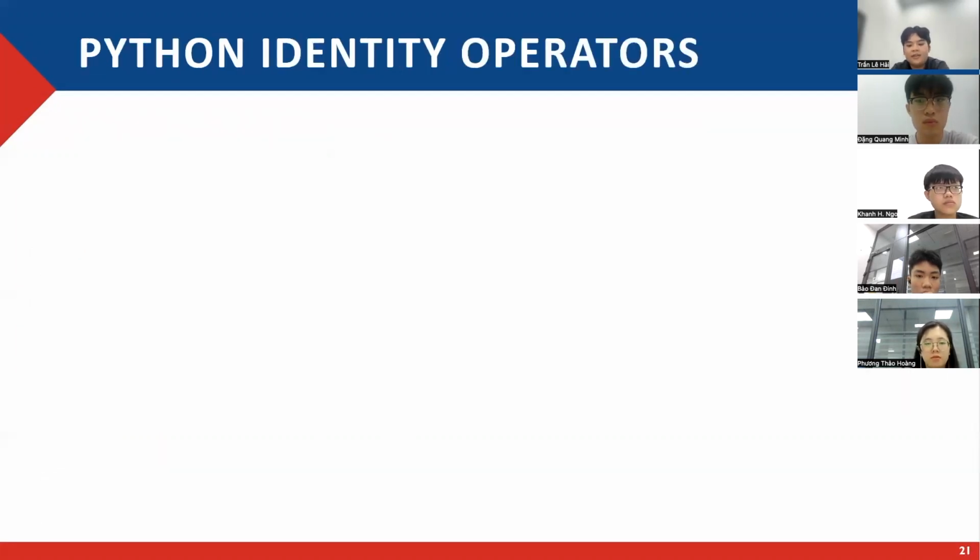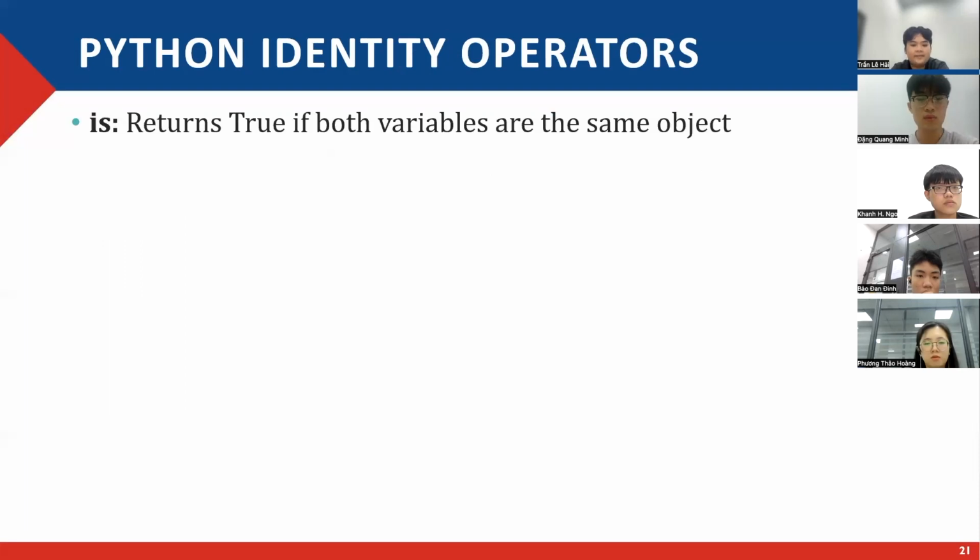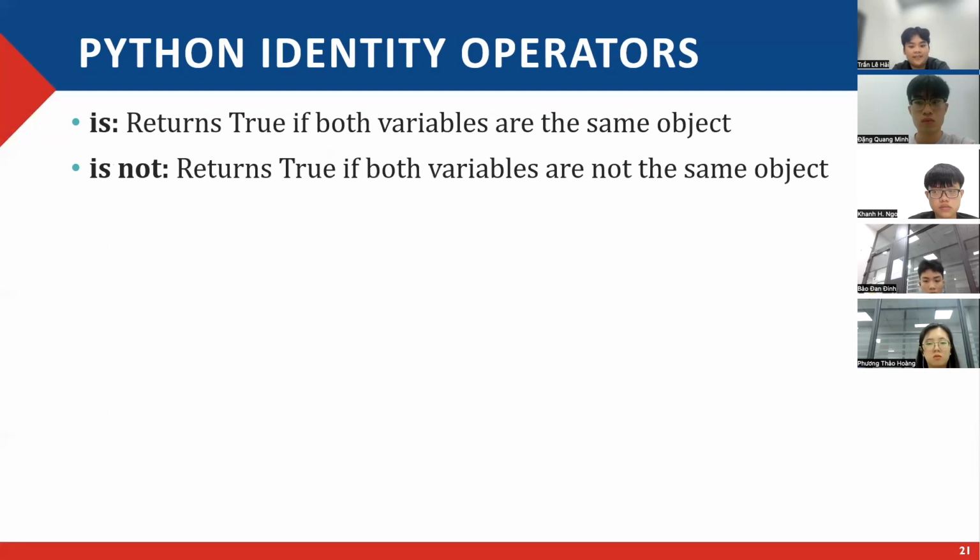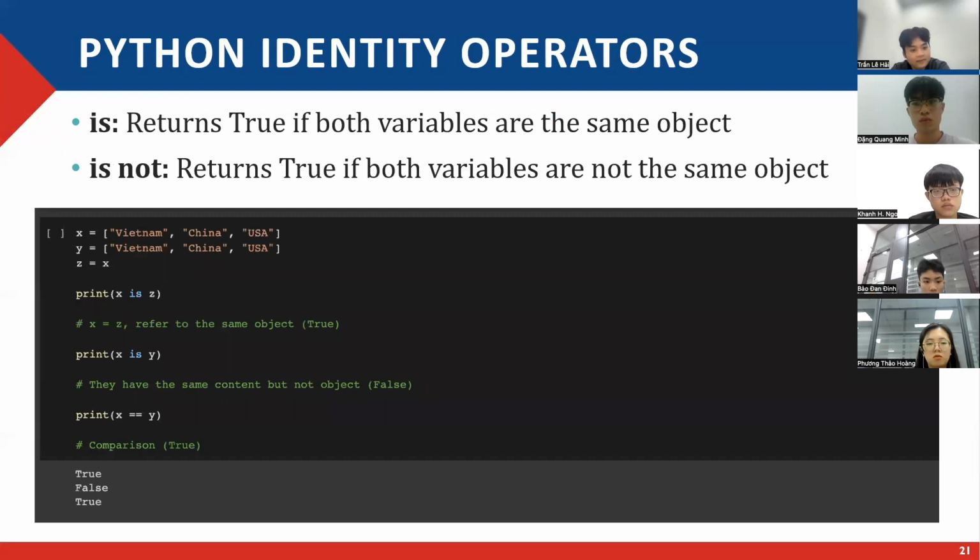This is the next part, which is about identity operators. In this part, we have two things to notice. The is operator, which returns true if both variables are the same object, and is not if vice versa. So let's take a look at an example. Can you guys see it? The first one, x is z, is true because x and z are the same object since z is assigned with the value of x.